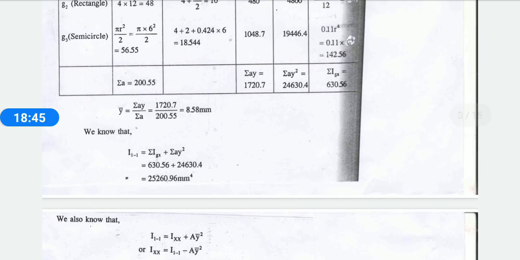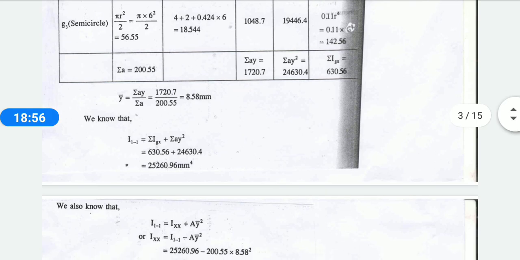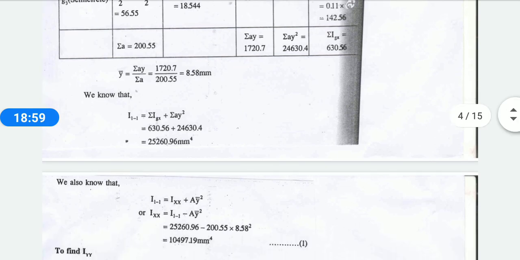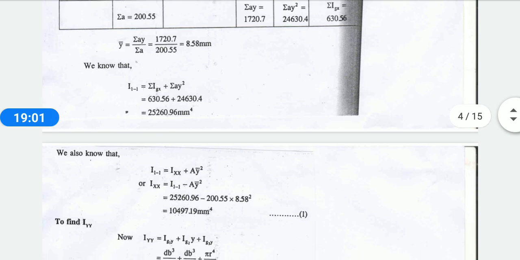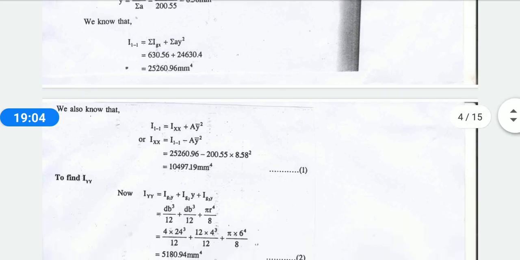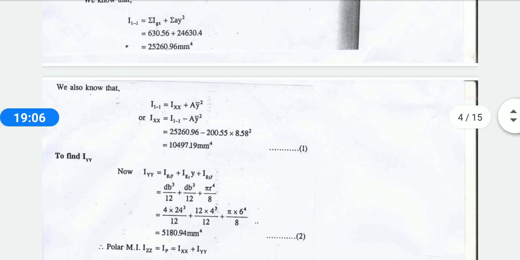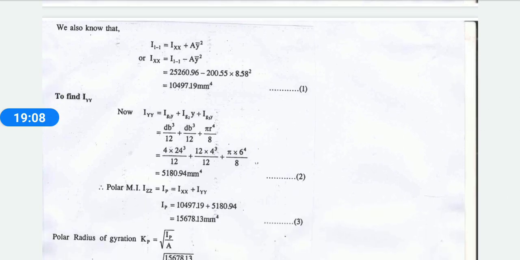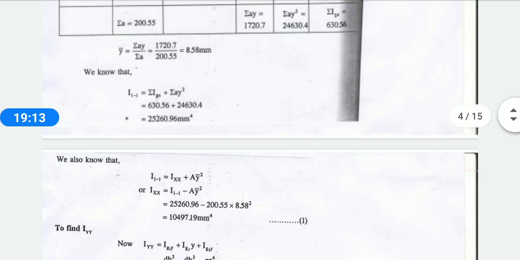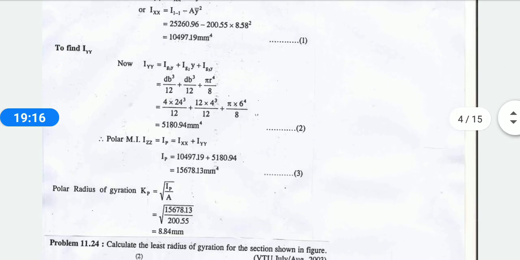Here, see, they had taken y bar is equal to summation of ay by A, and we have to substitute that. Ixx means summation of Igx and summation of A y square, right? And from that we can get our Ixx value. Same like that, we are going to find out our Iyy, and we have to get the value. In this sum they had taken, for only Ixx they had given the table. For Iyy they had found it using the normal substitution method.